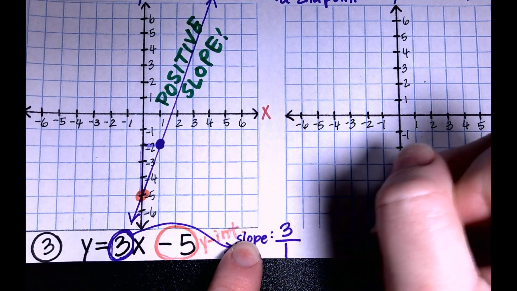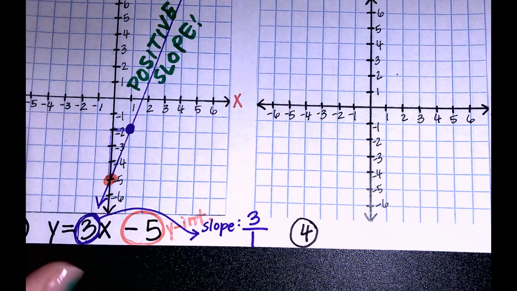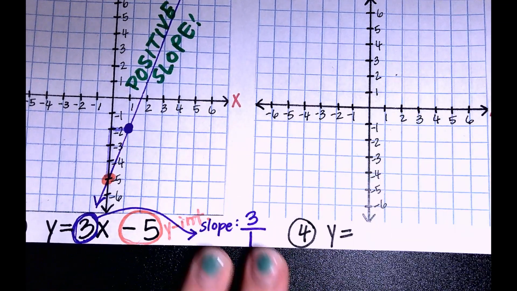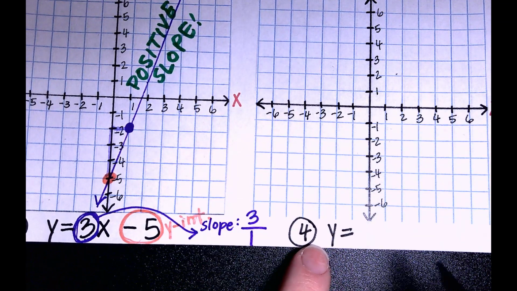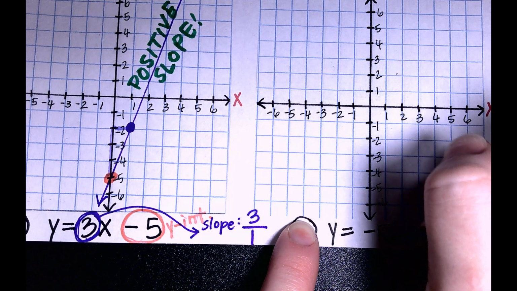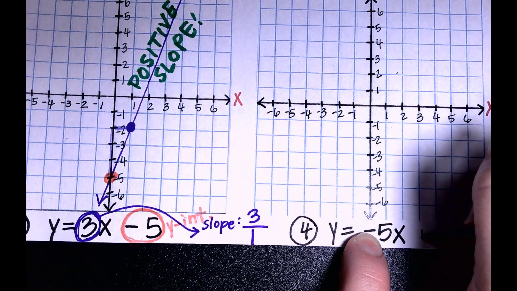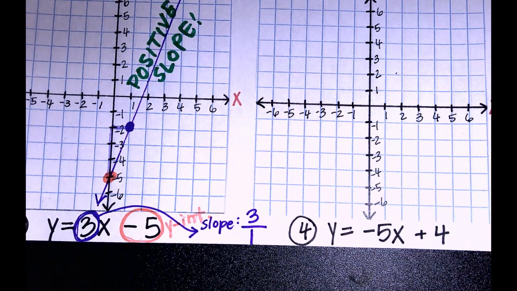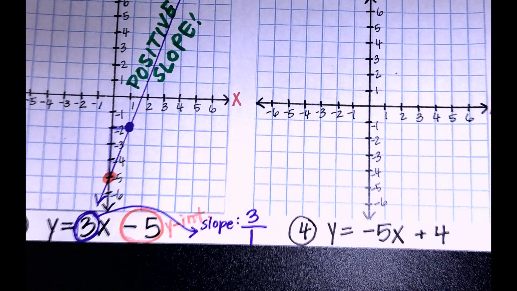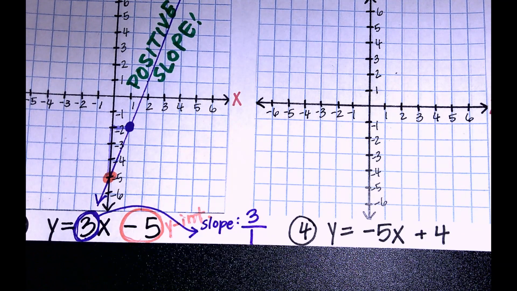So, one last equation. Let's try y equals negative 5x plus 4. Y equals negative 5x plus 4. What do I do first? You automatically put a 1 next to the 5. Yes, yes, that's a great habit to get in.